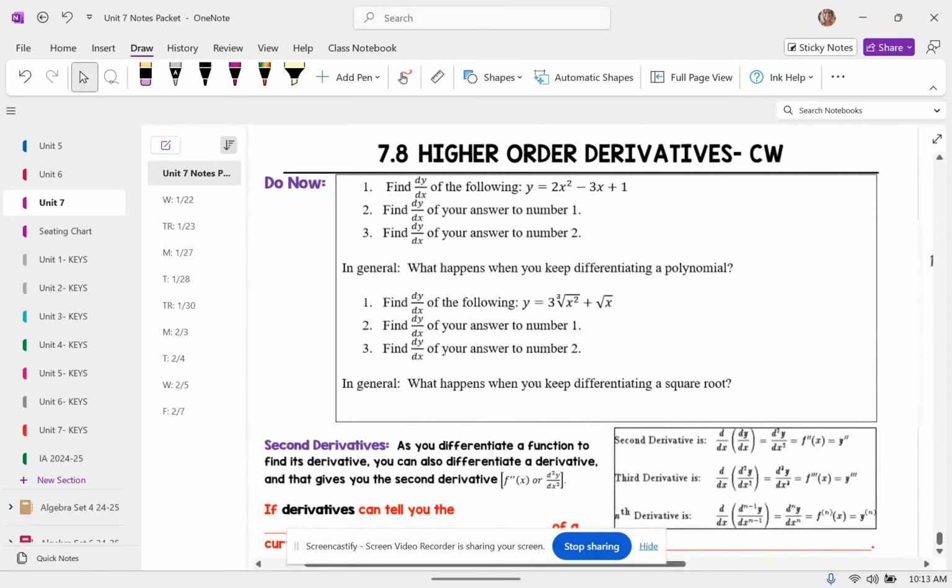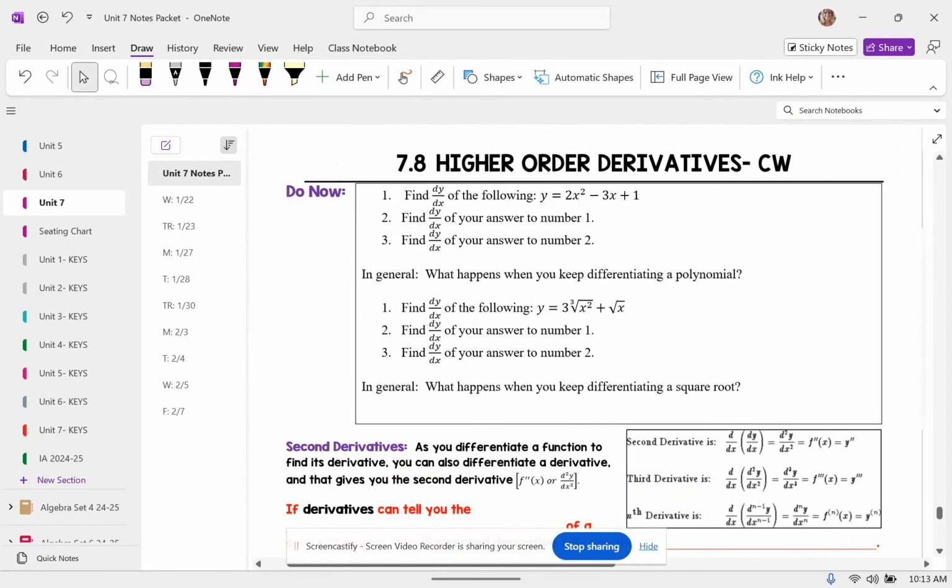Hey, okay, so today we're going to learn about higher order derivatives, which just means taking the second derivative, third derivative, so on and so forth. So for the first do now here, I want you to find the derivative of this function right here. Then find the derivative to your answer to number 1. Find the derivative to your answer to number 2. Try to make a generalization.